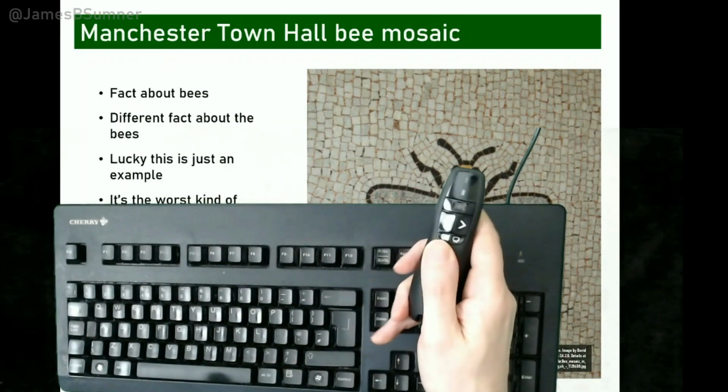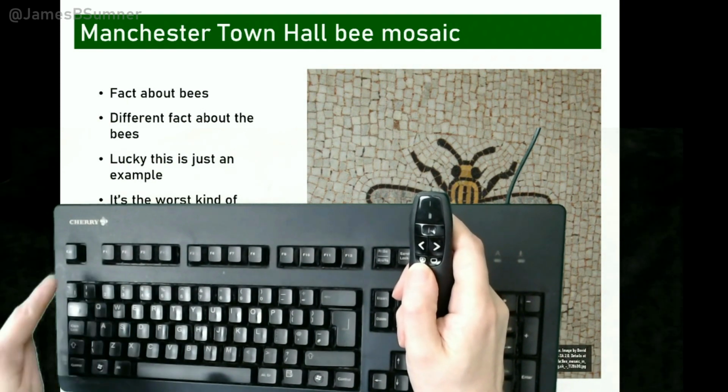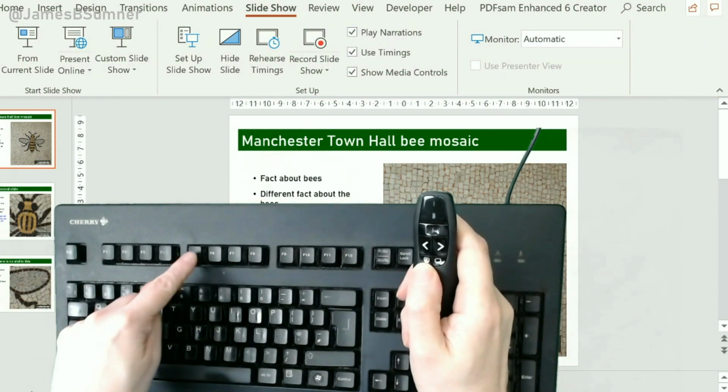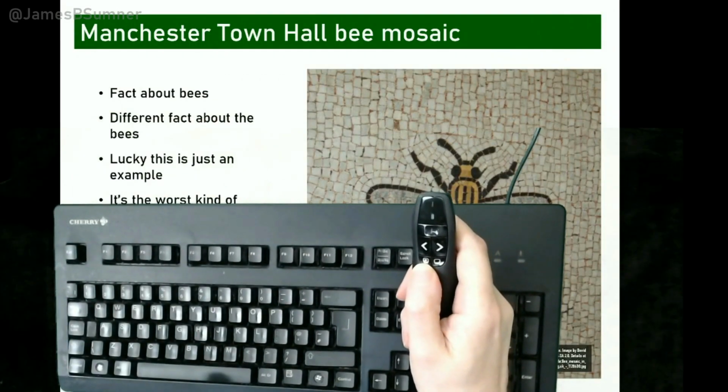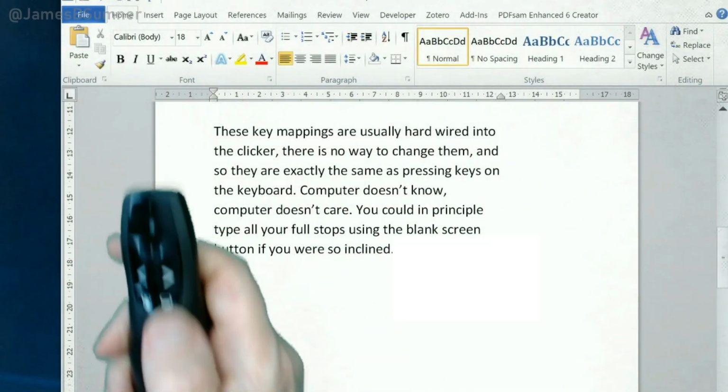The blank button is actually full stop, or in American English, period. And the other one is a bit unusual because it alternates between sending the escape key to exit the slideshow and function key F5 to restart it. These key mappings are usually hardwired into the clicker. There is no way to change them, and so they are exactly the same as pressing keys on the keyboard. Computer doesn't know, computer doesn't care. You could in principle type all your full stops using the blank screen button if you were so inclined.